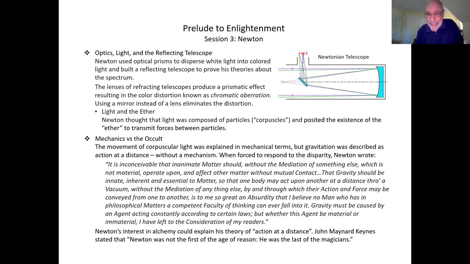So I'm not asserting that. He said gravity must be caused by an agent, not the capital A, acting constantly according to certain laws. But whether this agent be material or immaterial, I have left to the consideration of my readers. So what's he suggesting? A God in the machine, perhaps? He says, but whatever it is, I just can't argue for one object influencing another object at a distance without some mechanism of contact.